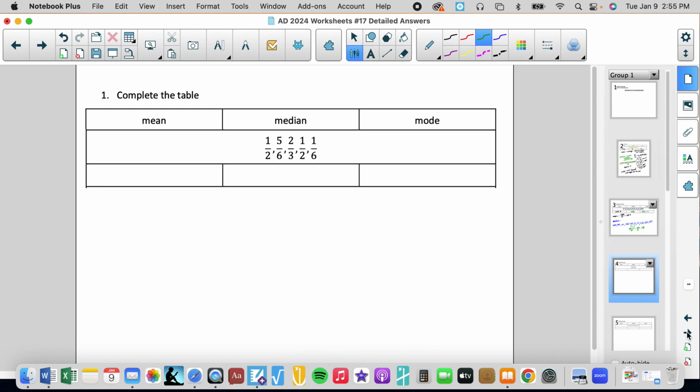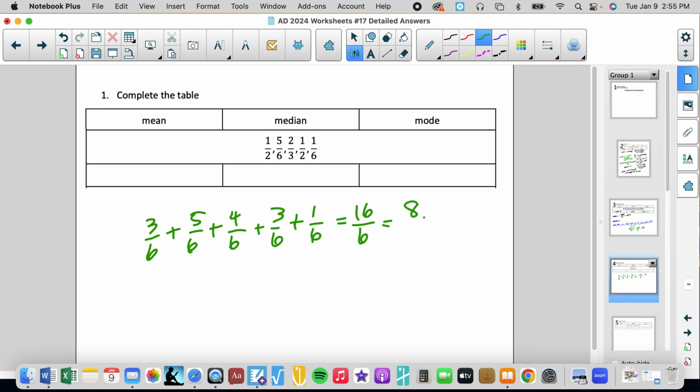Good. Next one. Oh, baby! Woo! So I can't turn those to decimals. I'm going to have to find a common denominator, which is sixths. So that's 3/6 plus 5/6 plus 4/6 plus 3/6 plus 1/6. And we can do that nice, and that's 8, 12, 15, 16. 16/6, which reduces to 8/3.